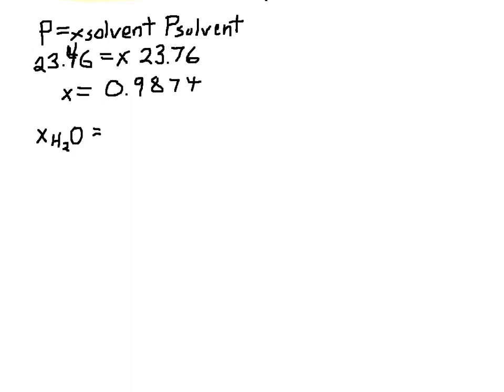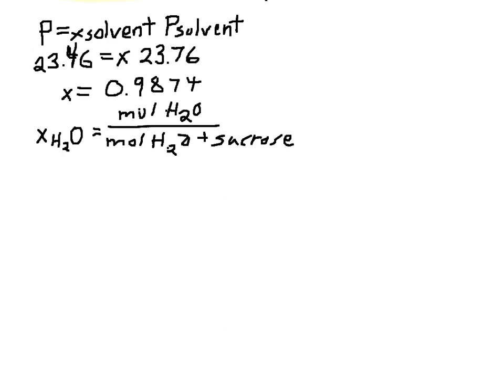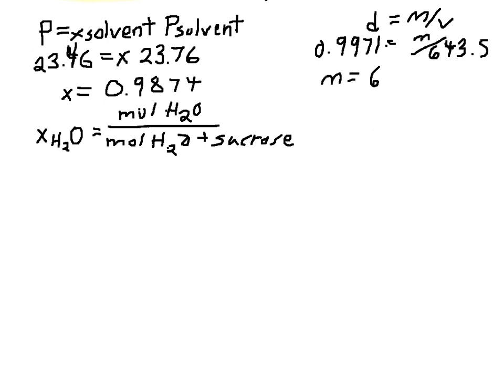Now, the mole fraction of your solvent, or the mole fraction of water, is equal to the moles of water that are in this solution divided by the total moles in this solution, which is going to be moles of water plus moles of your sucrose. Now, we don't know moles of sucrose, but what we do know is the density of water and the volume of water. If we use that density and that volume, we can solve for the mass of water. We get about 641 grams, somewhere around there.